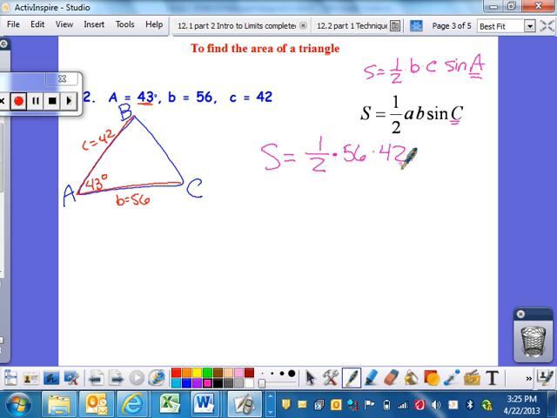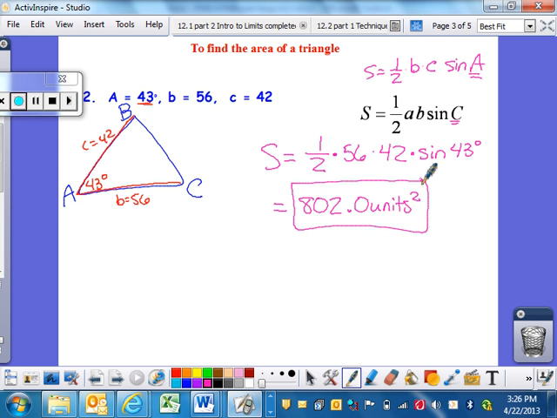And if you do all that math, 56 times 42 divided by, sorry, I keep getting interrupted by teachers, 1/2 times the sine of angle A in our scenario, which is 43 degrees. If you multiply all of those together on your calculator, you will end up getting approximately 1082, wow, I can't even read, units squared. Okay, it's just a matter of multiplying them together. So once again, not too difficult at all. You just got to make the connection that I have two sides and the angle between. I then jump to that formula.